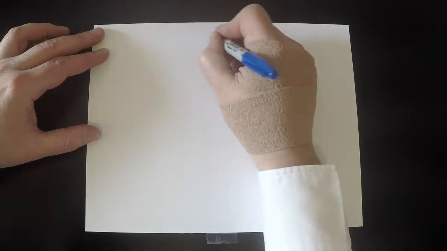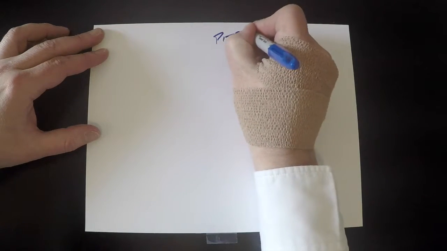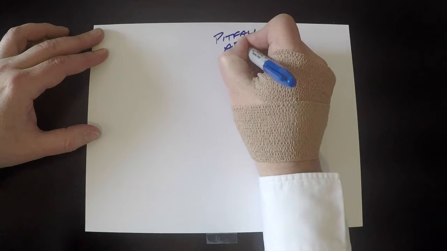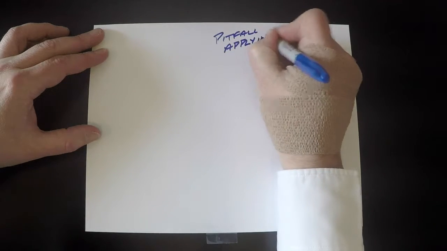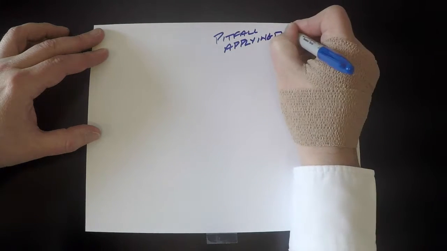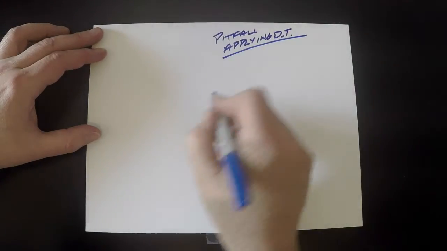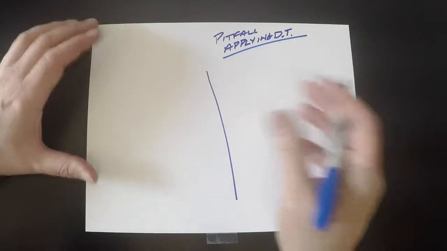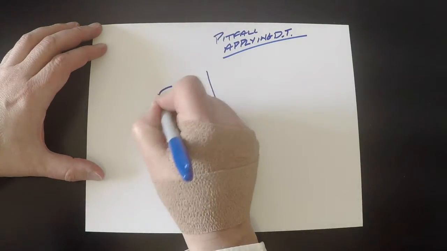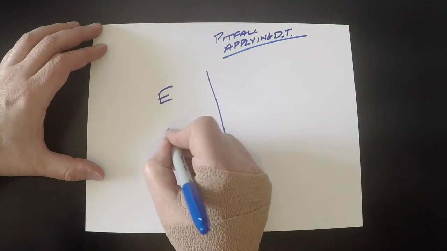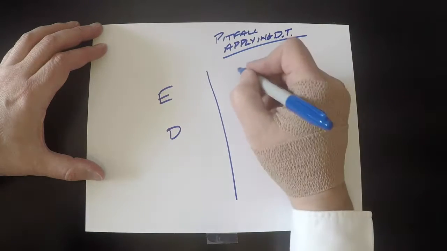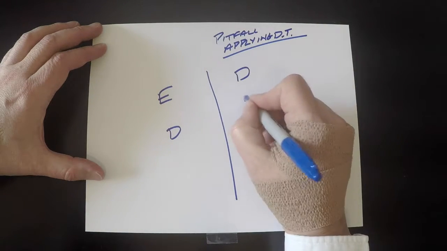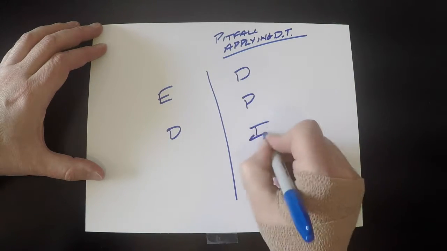Okay, so now we're going to talk about the pitfalls in applying design thinking. This is important to understand because we all make these mistakes and it's very easy to fall prey to these mistakes. This is our design thinking matrix: empathy, definition of problems, design, prototype, and iterate.